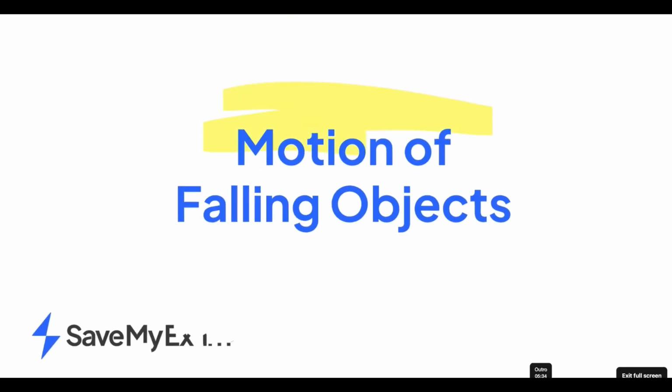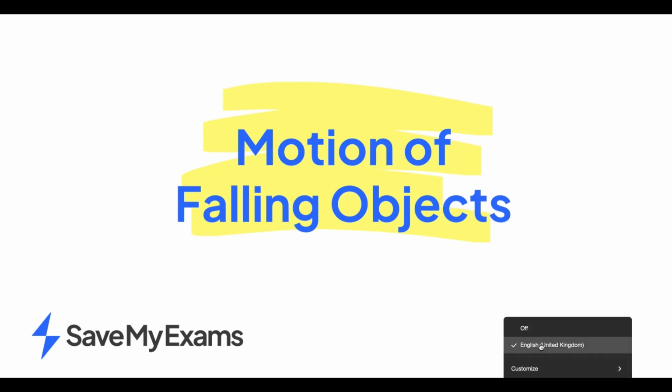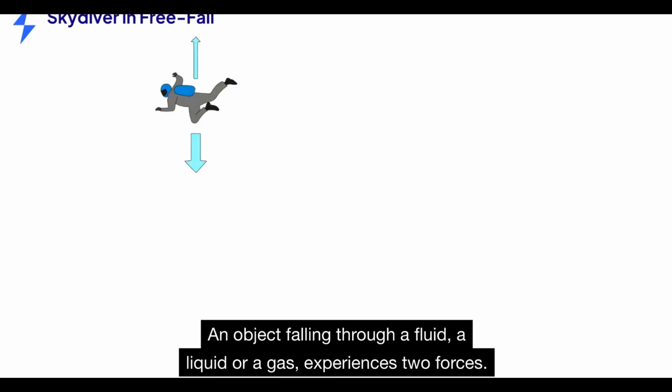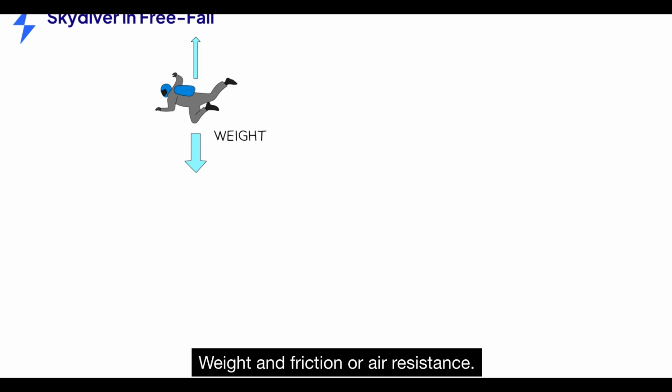This video describes the motion of objects as they fall towards the center of the Earth. What happens when a skydiver is in freefall? An object falling through a fluid, a liquid or a gas, experiences two forces, weight and friction or air resistance.